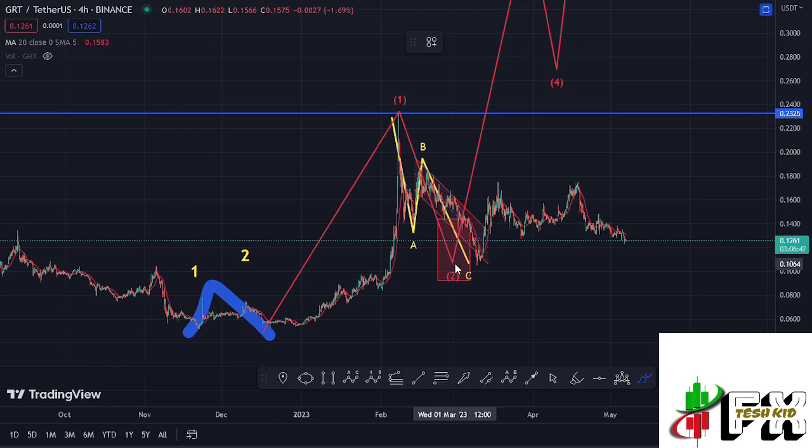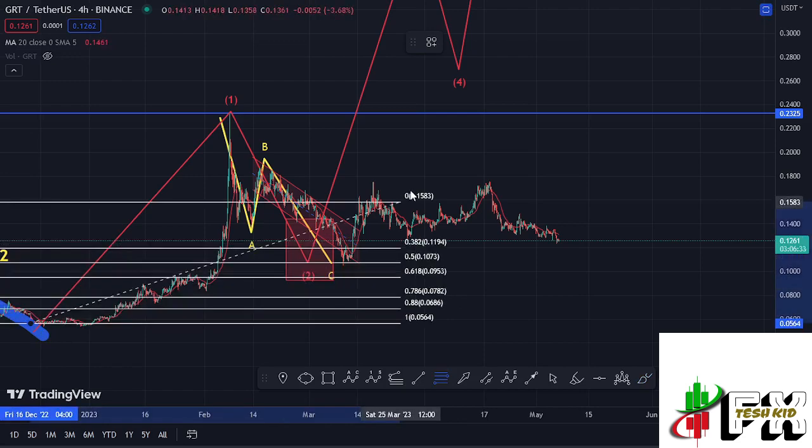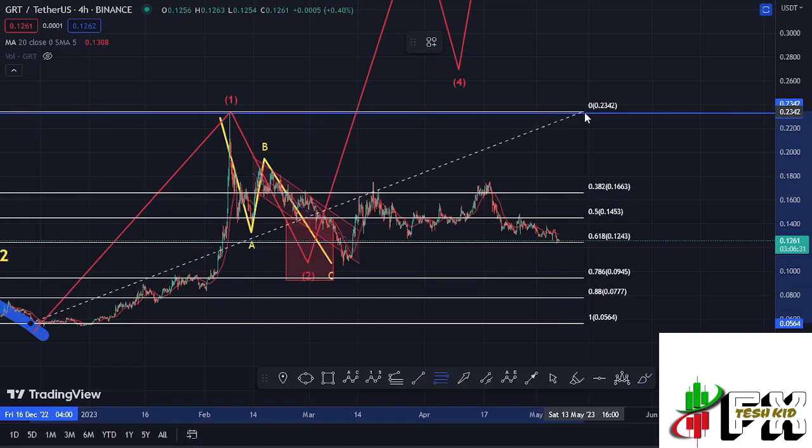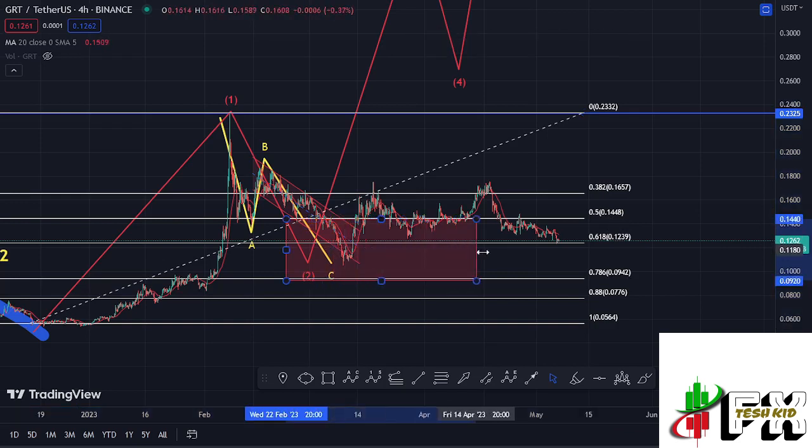Then we started a corrective structure in the formation of this wave 2 in a move that fully maximized our minimum target area in the formation of that wave 2 that I came up with by connecting the Fibonacci's from the low of the first wave to the high of that wave 1, and that gave me a minimum retracement area between the Fib level 0.5 and the Fib level 0.78, which lies between the $0.1448 mark and the $0.0942 mark, which is the area highlighted here on the chart using this red target area.